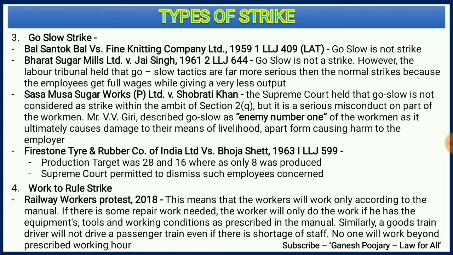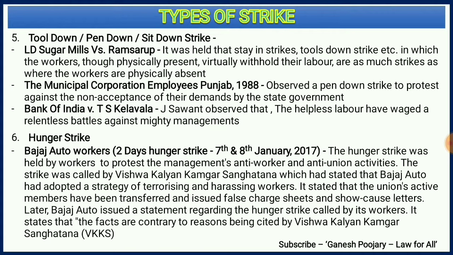This is called work to rule strike, and by doing this they will create a lot of inconvenience and ensure that the production has come down or the turnover has come down. This is the fourth type of strike. The fifth type is tool down, pen down or sit down strike.